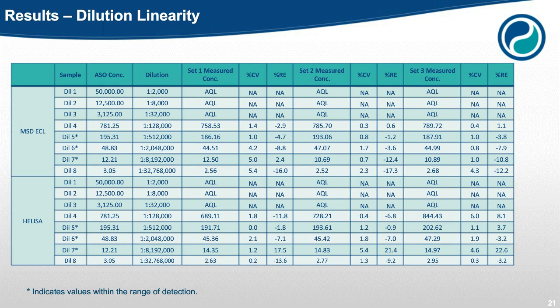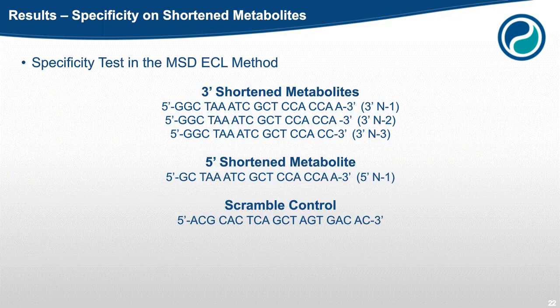Given the better assay performance of the MSD-ECL method, we tested it for specificity on truncated metabolites. These metabolites include 3' shortened ones, such as 3' N-1, N-2, and N-3, and the 5' shortened metabolite, N-1.